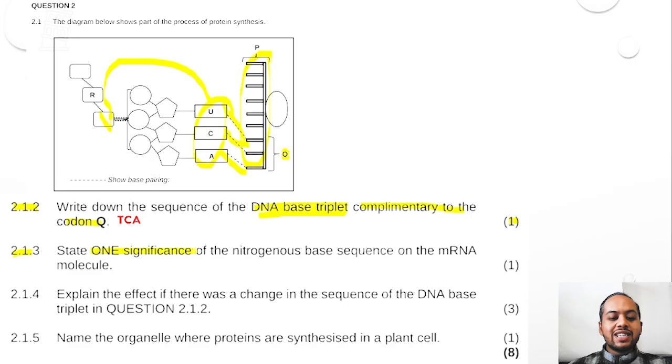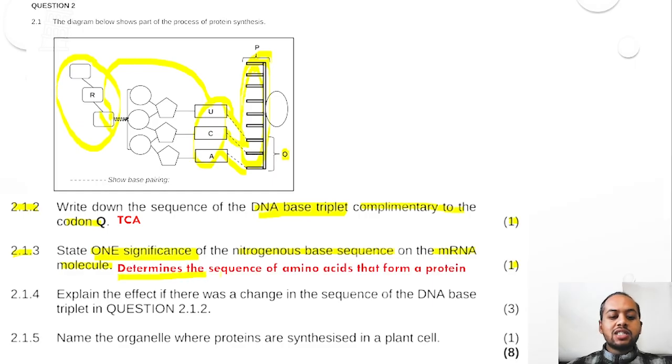2.1.3, state one significance of the nitrogenous base sequence on the mRNA molecule for 1 mark. So we are looking at the nitrogenous base sequence on this mRNA molecule. What will this nitrogenous base sequence do? It will give the sequence for the tRNA anticodon so that the tRNA can bring the correct amino acids that are required to form that particular protein.